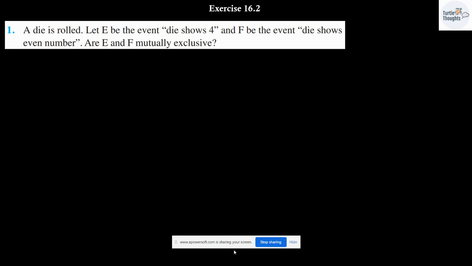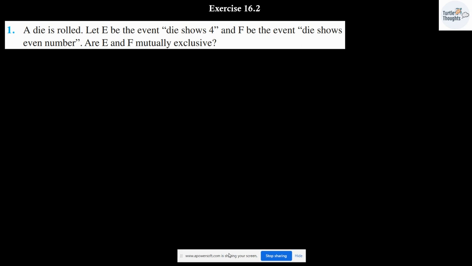In today's class, we are going to start with exercise 16.2, question number 1. A die is rolled. Let E be the event that the die shows 4 and F be the event that the die shows an even number. Are E and F mutually exclusive? Okay, let me write.